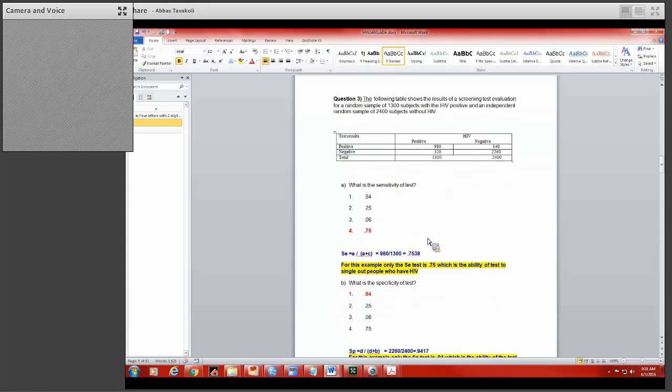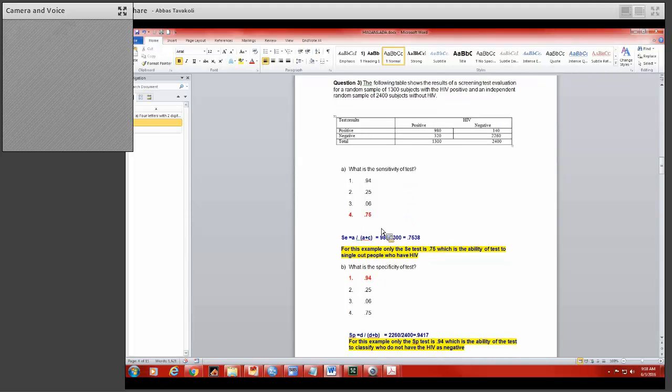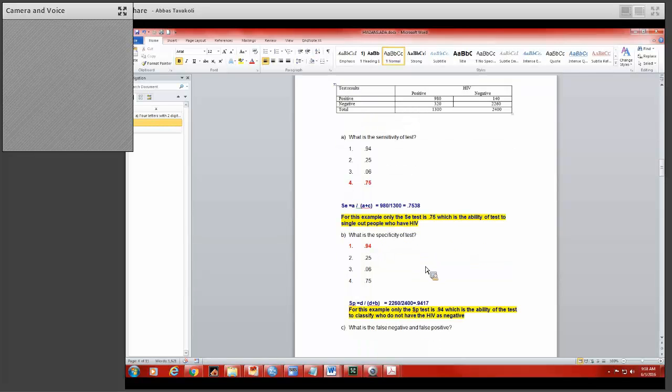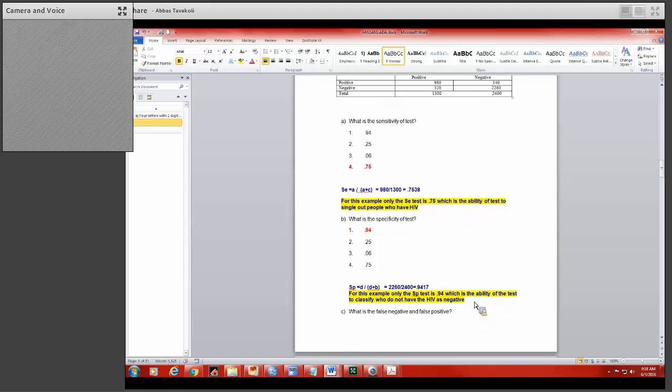Question three was about HIV and the test result. What is the sensitivity? Remember, this is your A, B, C, D. A over A plus C is 980 over 1300, which is 0.75. That means the ability of the test to single out people who have HIV. What is the specificity? It is your D, the true negative, 2260 over 2400, 0.94. That means with 0.94 you have the ability of the test to classify those who do not have HIV as negative.